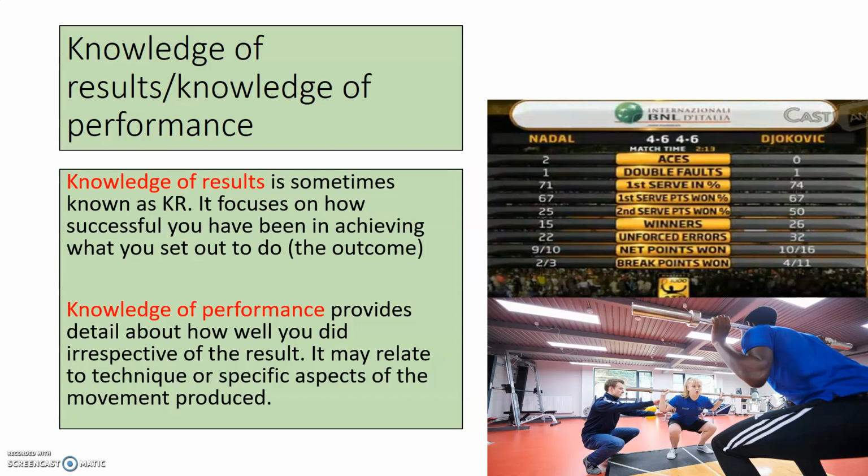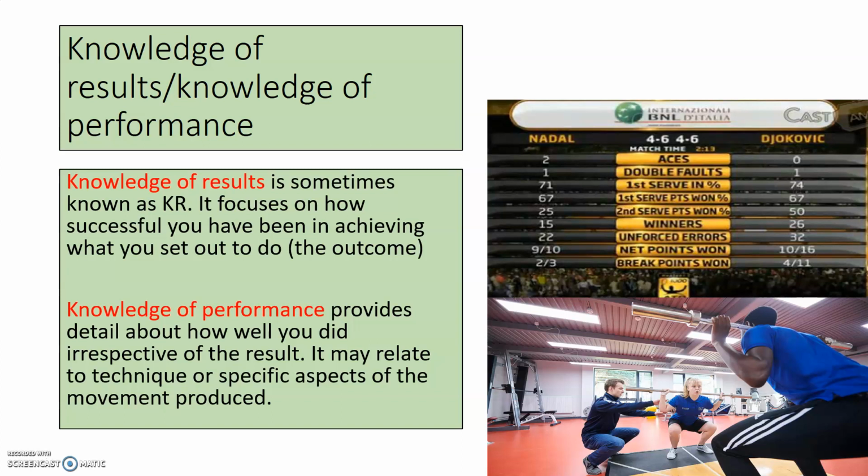Okay, so ultimately this could be, for example, if we took a free throw shot in basketball, and the coach gave us some feedback and said, excellent extension of the elbow. That would be knowledge of performance. So we're not really looking at the result. The coach hasn't mentioned whether the ball has gone in or not, but has been referring more to the technique.